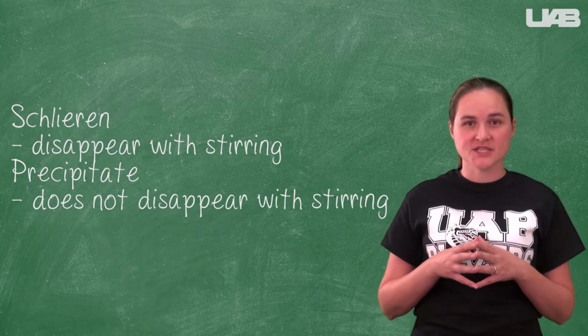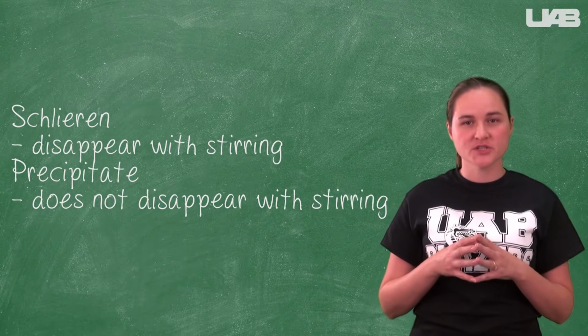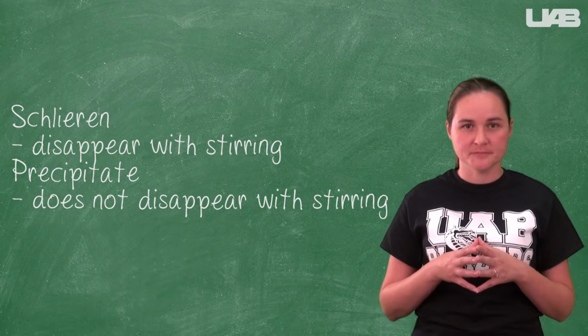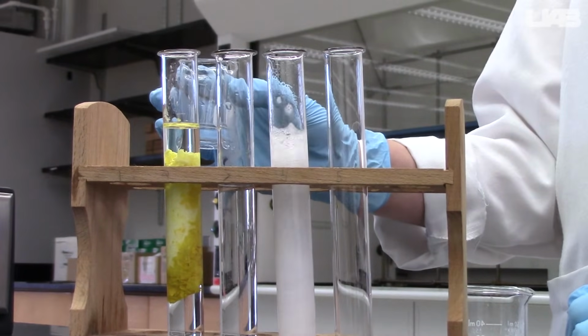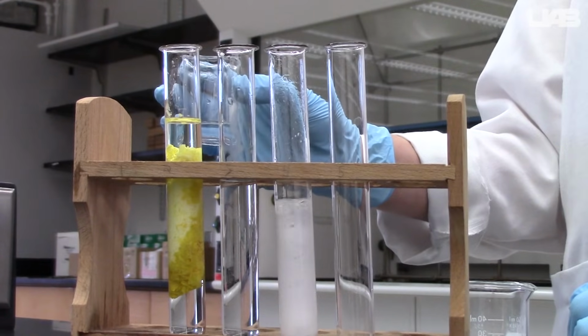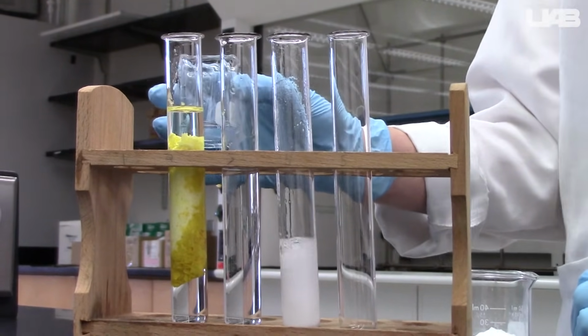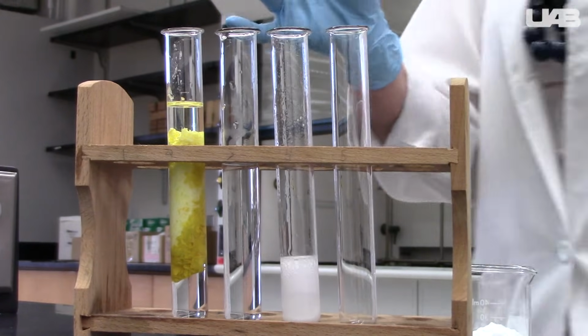The important distinction is that Schlieren will go away when you stir your solution and a precipitate will not. If two reagents form a gaseous product, gas will be liberated from the reaction in the form of bubbles. A common example is a stereotypical vinegar and baking soda reaction from your middle school science lab.